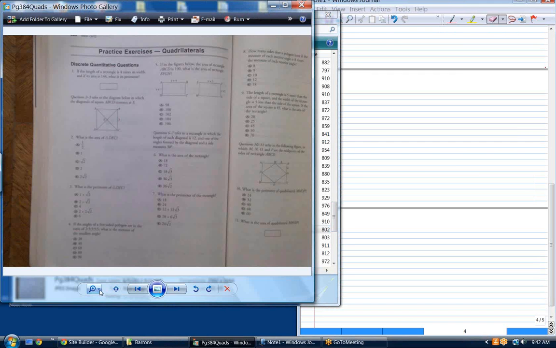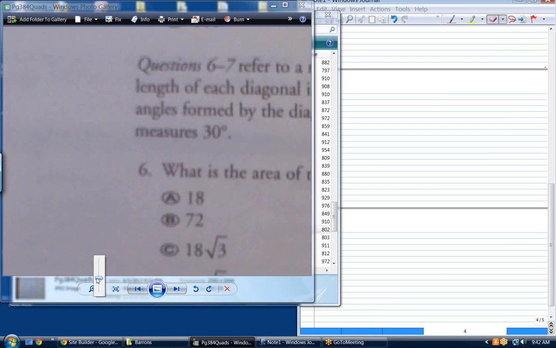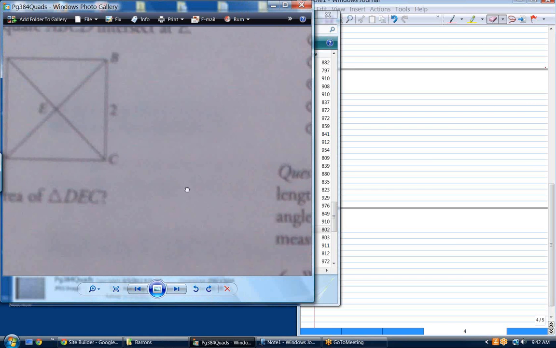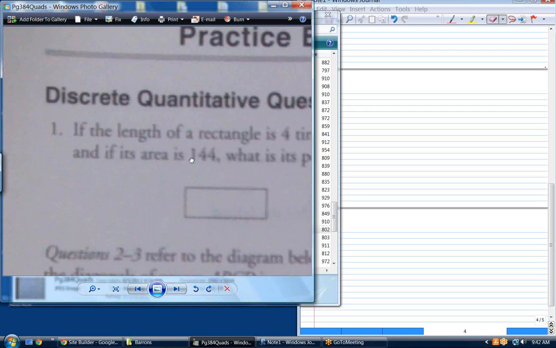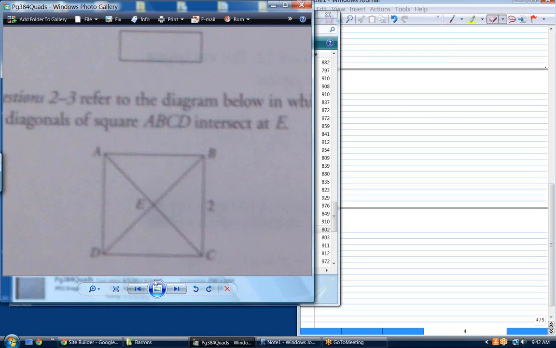Quadrilaterals. Four-sided objects. That's the definition of a quadrilateral. Now, specifically, they're going to want you to know about rectangles, squares, parallelograms, and trapezoids.